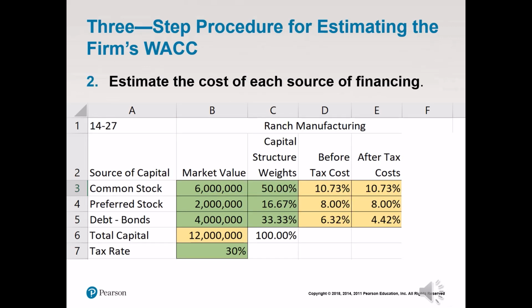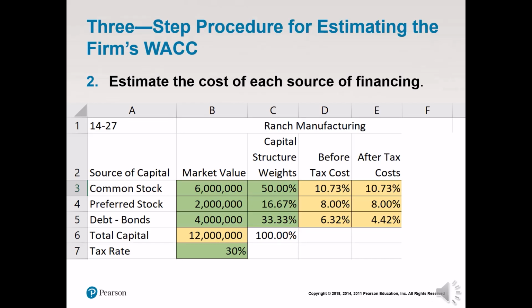The second step is to estimate the cost of each source of financing. Here you can see that the before-tax cost of common stock is 10.73%. This is calculated based on the dividends that we're paying. The preferred stock before-tax cost is a little less, it's 8%. And our payments for bonds, calculated based on the coupon rate that we pay, is 6.32%. You'll notice that we also have a tax rate in column B. Our tax rate for this company is 30%.